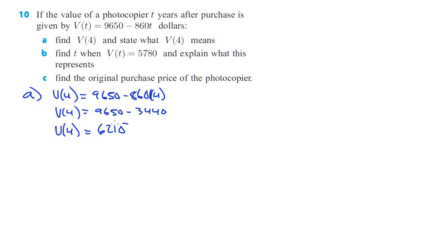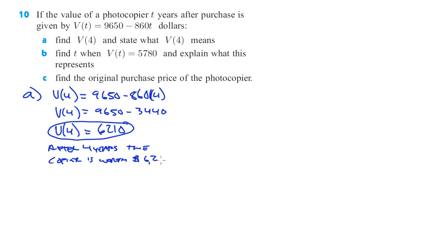Okay, so we figured out what V of 4 is, and then it also says state what V of 4 means. So the value of the photocopier t years after purchase is given by this here. So that means after 4 years, the copier is worth $6,210. Okay.